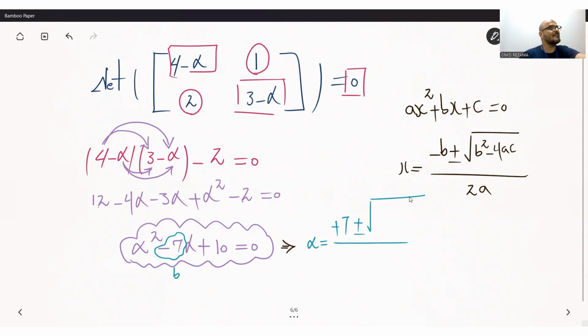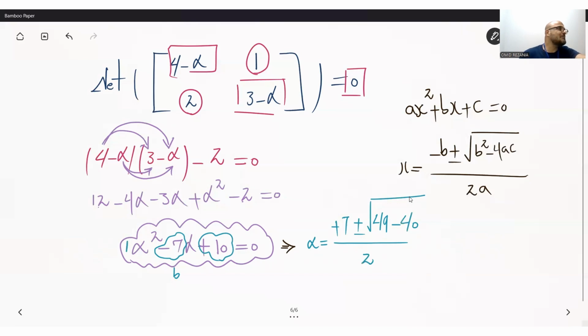7 times minus 7 becomes how much? 49. Minus 4ac. How much is a? 1. How much is c? Exactly, 10 is c. 4 times 10, 40. Minus 40, divided by 2a. How much is a? 1. 2 times 1 becomes 2, right?